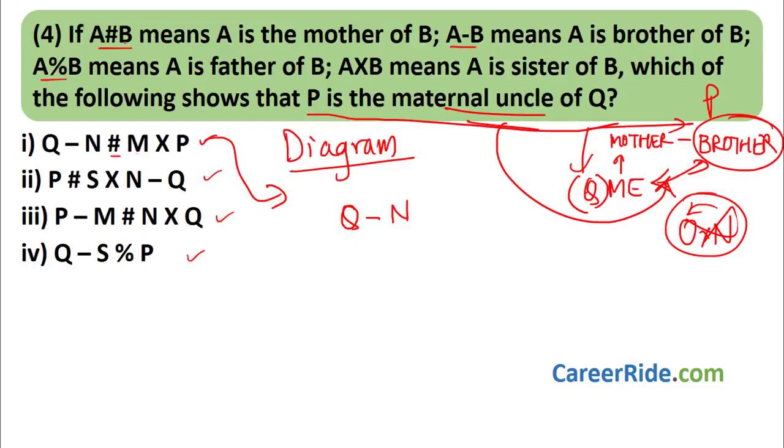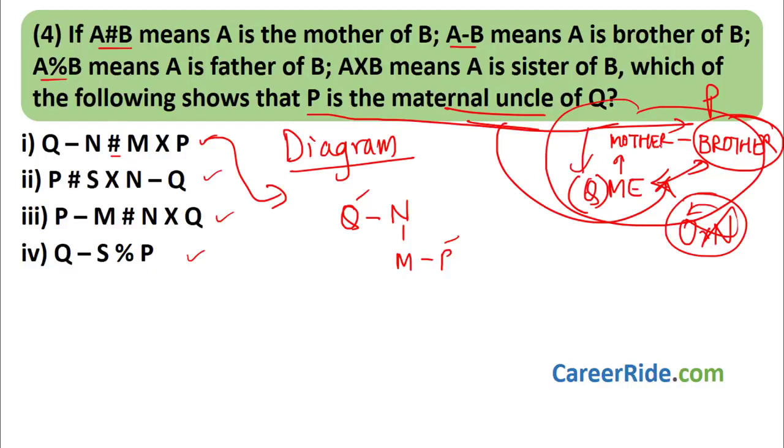So A hash B means A is mother of B, okay? So N is mother of M, correct? Now M X P means A X B, where X means sister, so A is sister of B, and M is sister of P. Now this relation between Q and P, take a look over here.